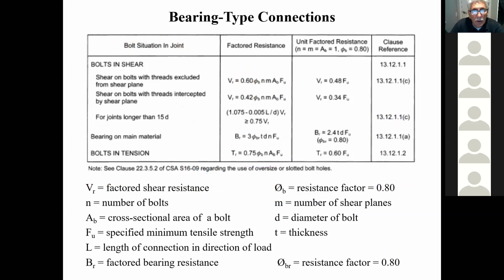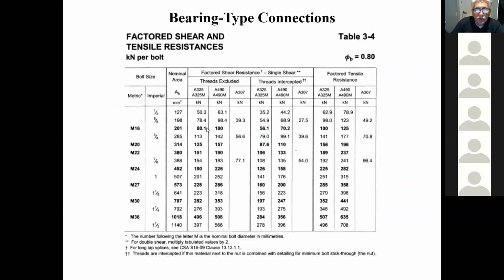Now, all these values that you see here in the equations, this is the first table. This table will be given to you. So this means that, let's talk about a 3/4 inch bolt.